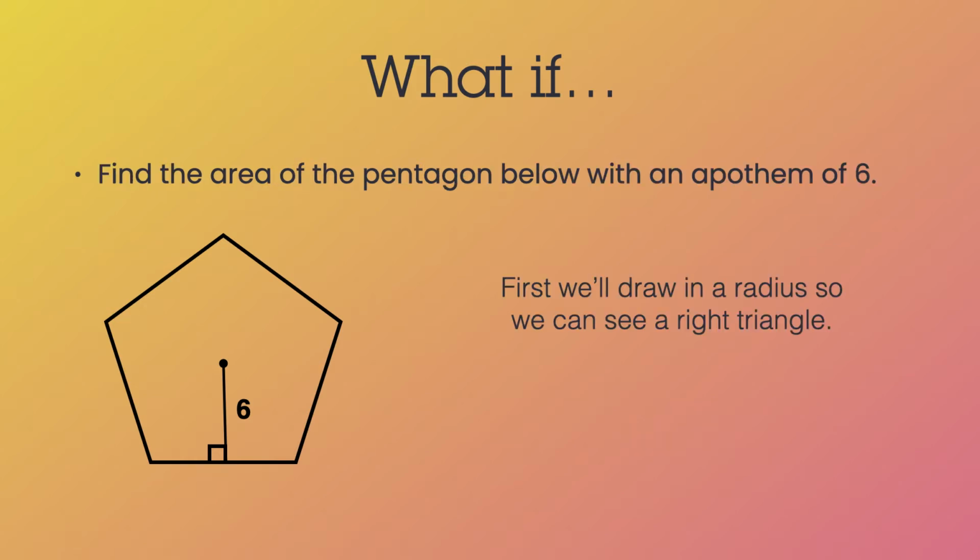So first, let's draw in a radius so that we can see the right triangles. We've been working with these triangles in here. Let's go ahead and draw that in. So there's our right triangle. And we know one of the sides.